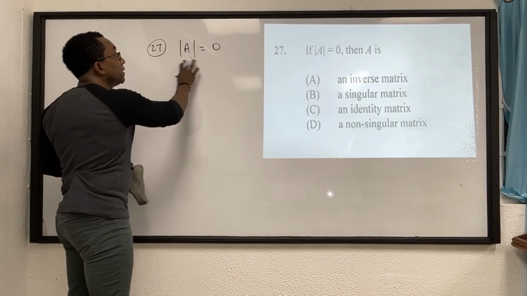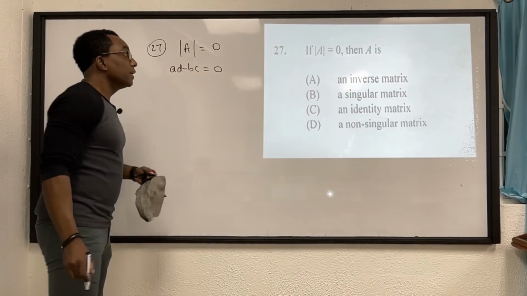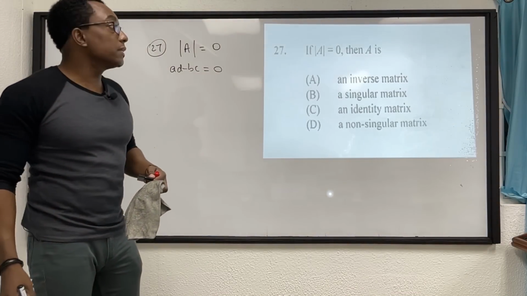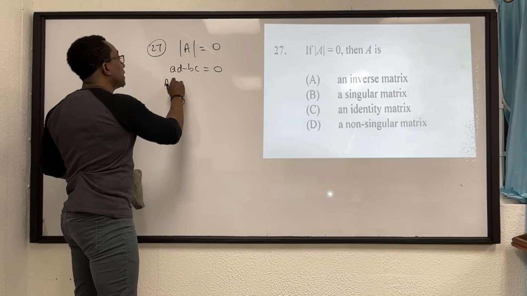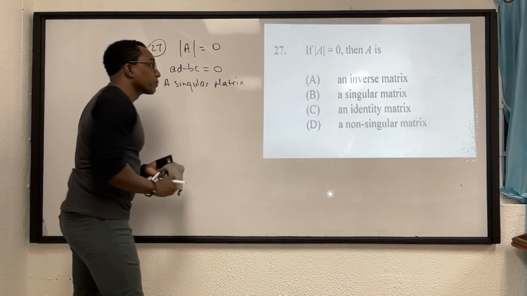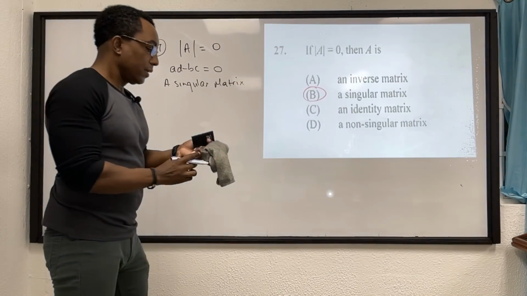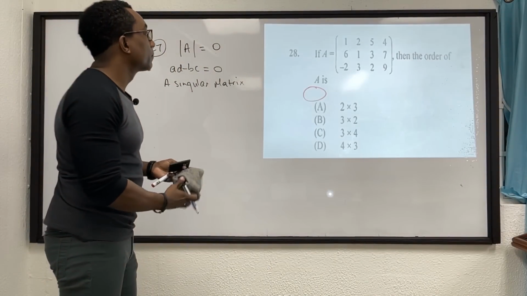So if the determinant is 0, we know the determinant of a matrix is AD minus BC is equal to 0. And once the determinant is 0, it tells us it is a singular matrix, whose answer is B. Let's move on to question 28.